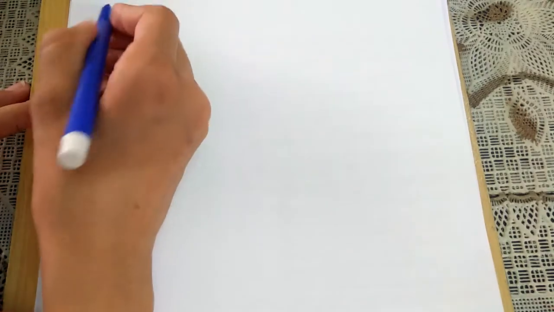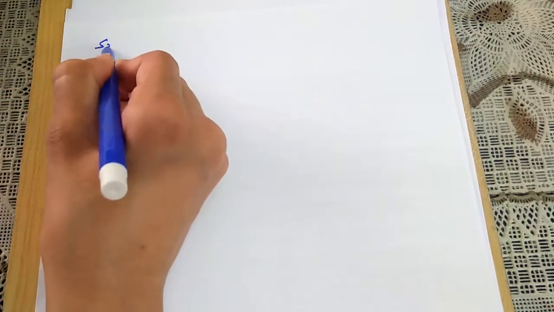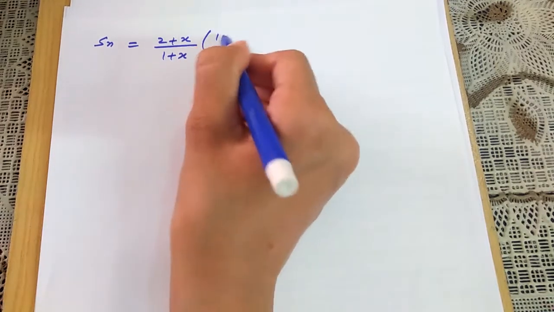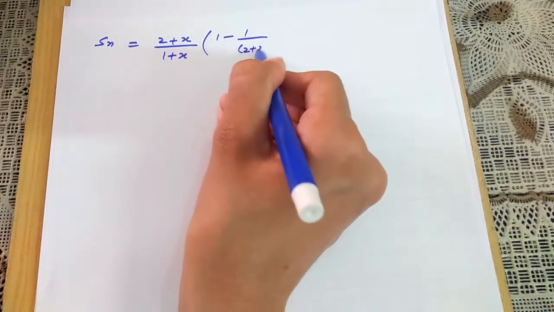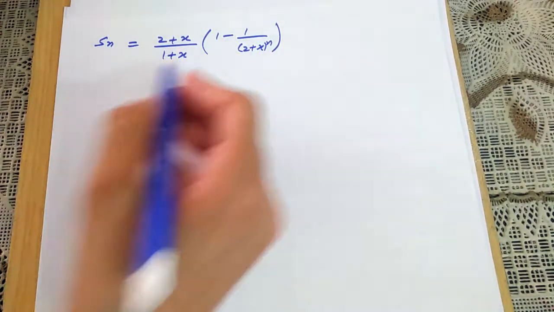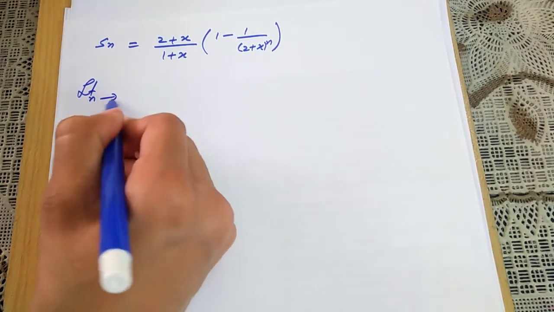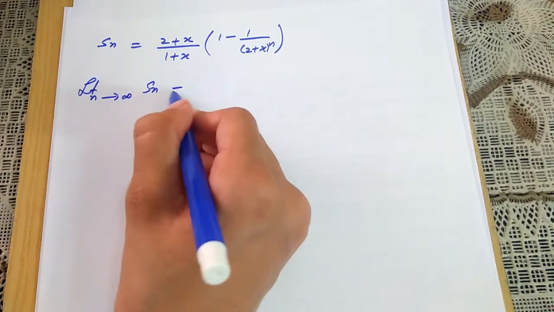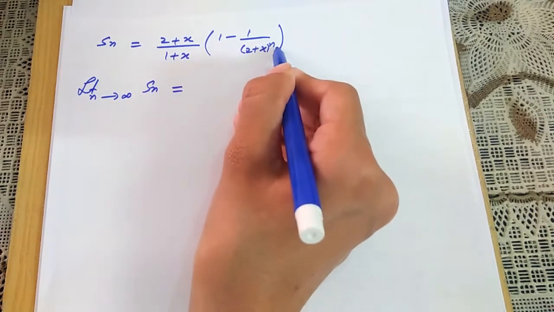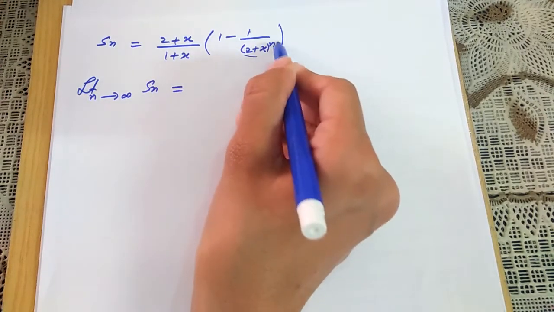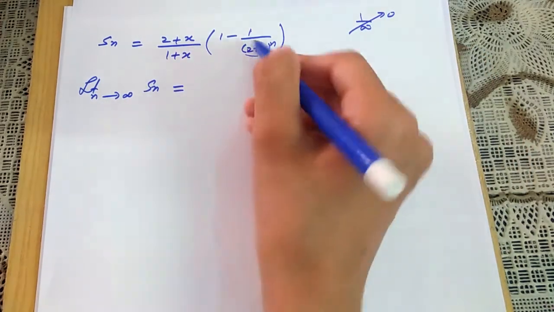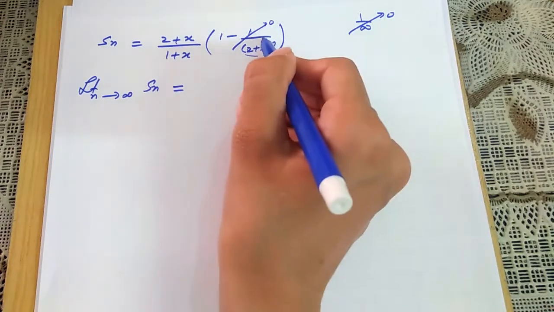Now your Sn will become Sn = (2 + x)/(1 + x) × (1 − 1/(2 + x)^n). Apply the limit here, limit n approaches infinity of Sn. You see that 1 over (2 + x) raised to power n, 1 over this thing over infinity will be 1 over infinity, so that will go to 0. So this whole thing will go to 0 if you apply the limit on it.